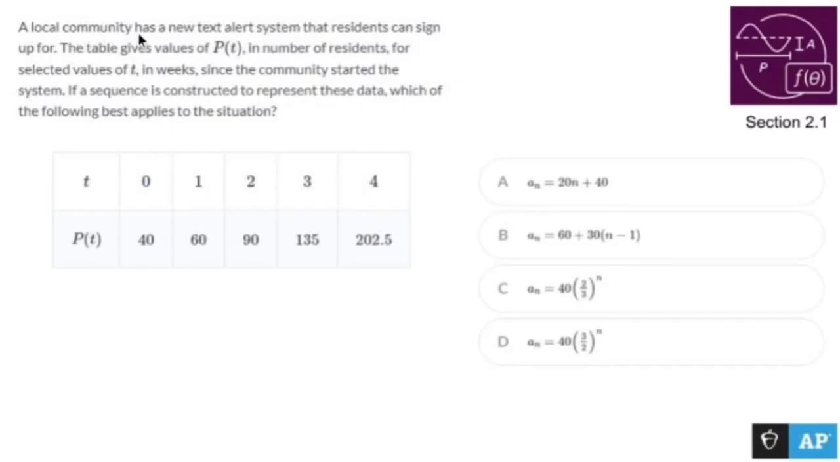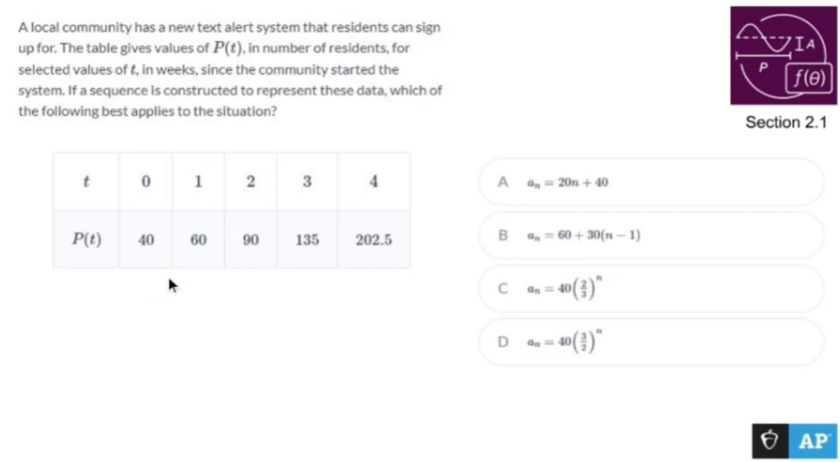A local community has a new text alert system that residents can sign up for. The table gives values of P of T, the number of residents, for selected values of T in weeks since the community started the system. If a sequence is constructed to represent these data, which of the following best applies to the situation?